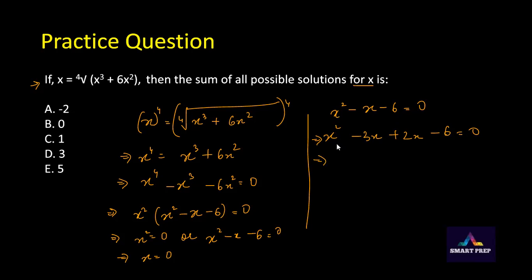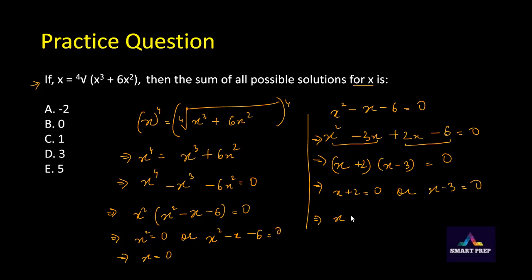Okay, so this is the part. Now, from the first two terms, x can be taken common. If x is taken common, what is left is x minus 3. And from the next two terms, plus 2 can be taken common, right? After splitting, the factorization comes out to be x plus 2 and x minus 3 is equal to 0. Therefore, you can say that x plus 2 is equal to 0 or x minus 3 is equal to 0. From this, you can easily say that x is equal to minus 2 or x is equal to 3.